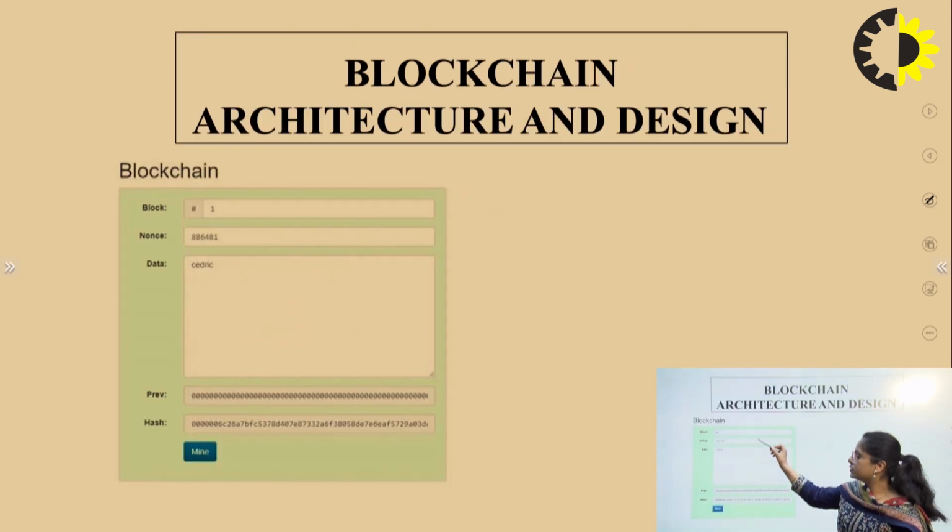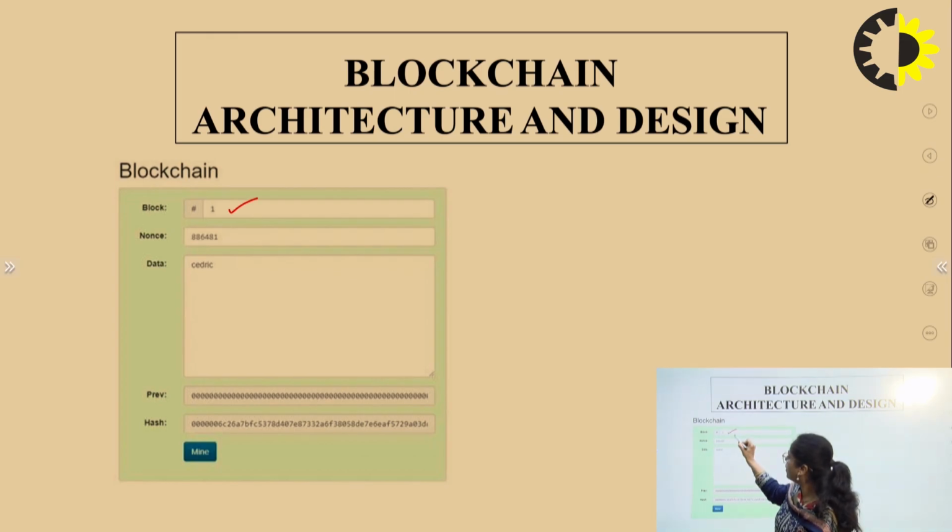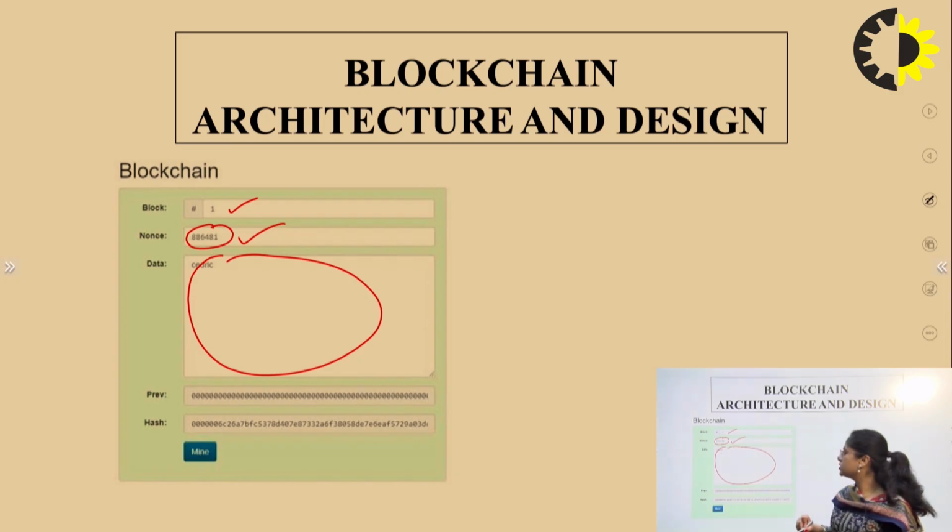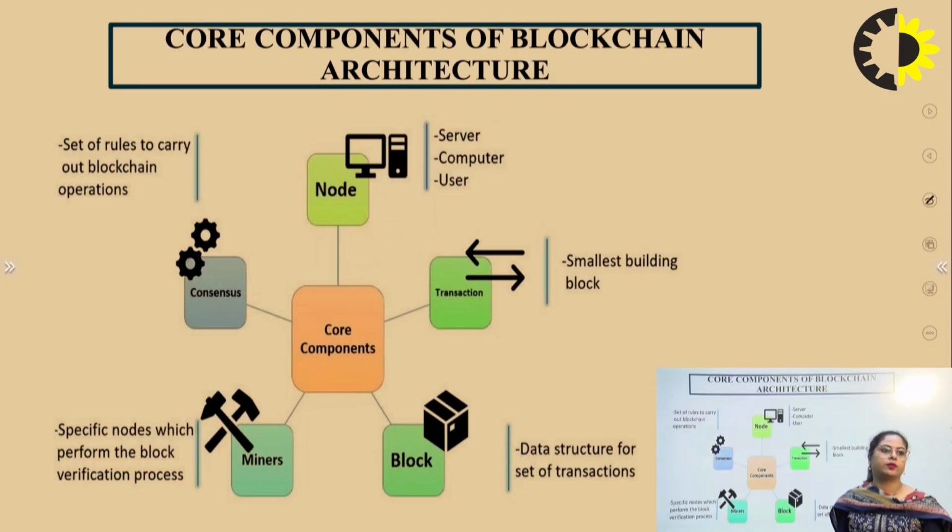Blockchain, this is a similar architecture to what we saw previously. Block, nonce. This type of nonce value is generated here. Here is the data, what type of transactions are done here. This is the hash value of the previous block and this is the hash value of the current block. Okay, now the core components of the blockchain architecture. There are certain components of the blockchain architecture, which include node, transactions, block, miners and consensus.